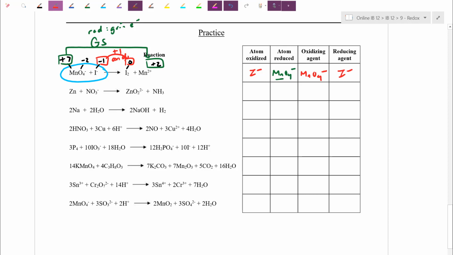Go through, find the oxidation numbers of absolutely everything. If the oxidation number stays the same, say this one here, it's a +1, hydrogen is still +1. If there's no change, no electrons have been transferred, it's only when there's one thing go up and one thing go down. Okay, so I'll leave that for you to practice, and we'll pick it up from there tomorrow.